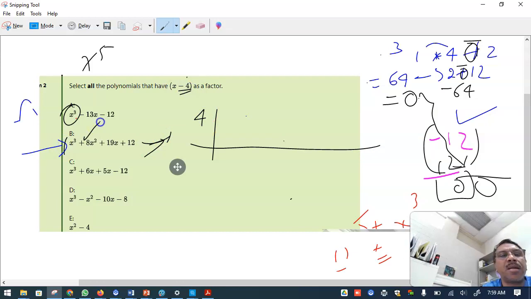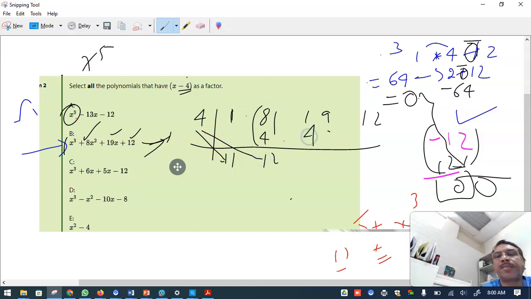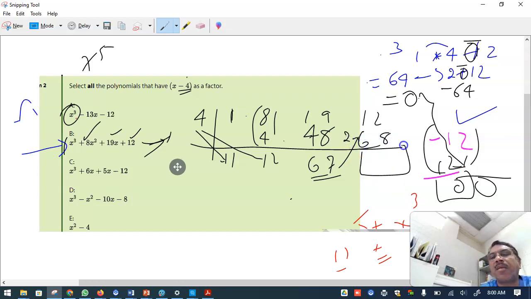This is 1, 8, 19, 12. Drop down the first one. Multiply 4 times 1 is 4. This adds to 12. This is 48. And you can see all are positive. And this becomes 4 times 7 is 28, and you always get a big positive number. So this is not going to be 0.